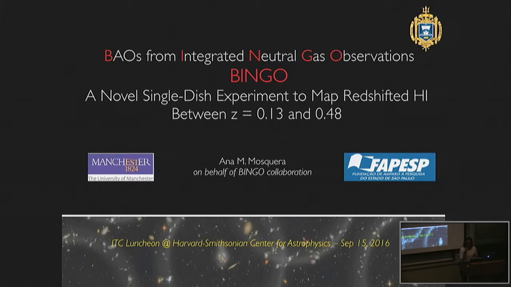Thank you very much for the opportunity to present the BINGO project in this venue. BINGO stands for Baryonic Acoustic Oscillation from Integrated Neutral Gas Observation. It's a novel experiment, designed with the specific aim to do H1 intensity mapping at low redshift. It's a project in which we have been working for the past 3 years.